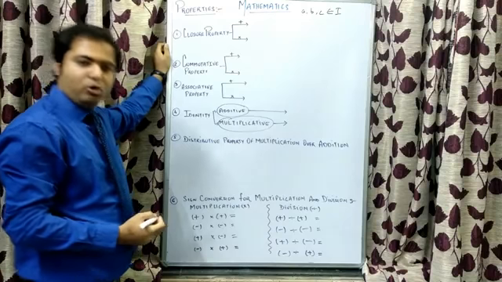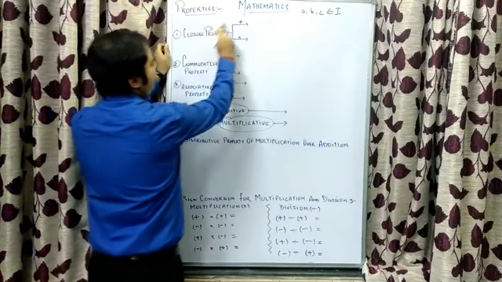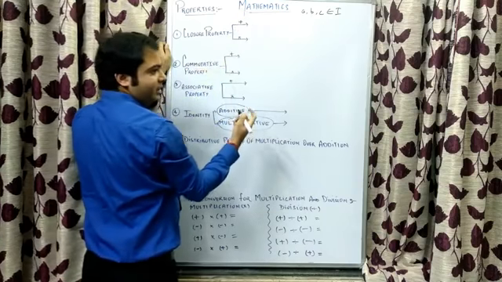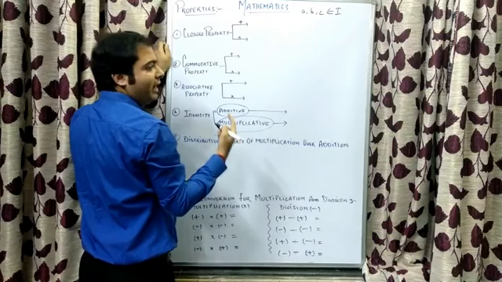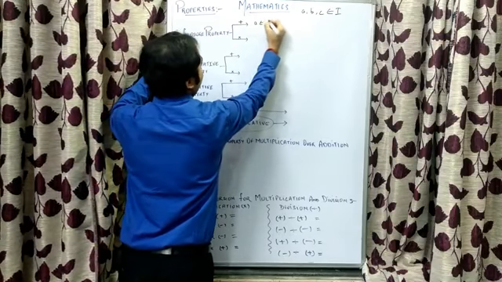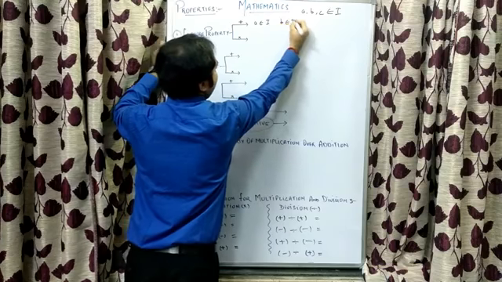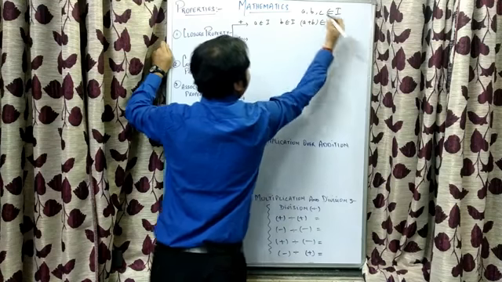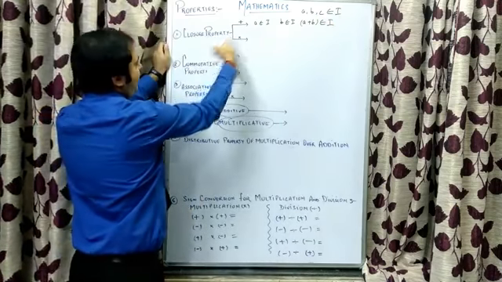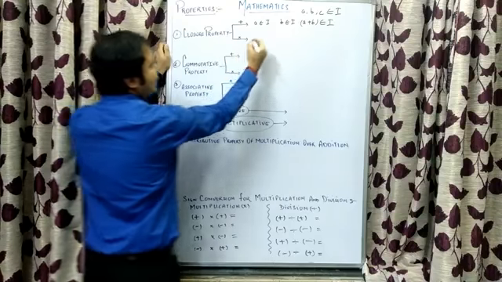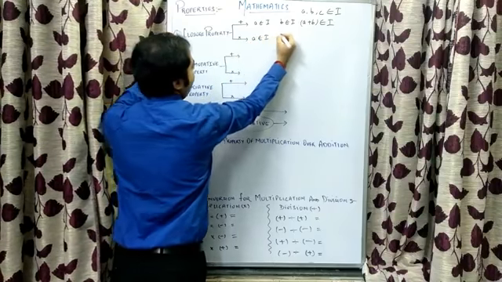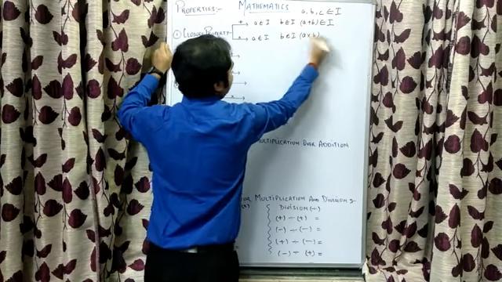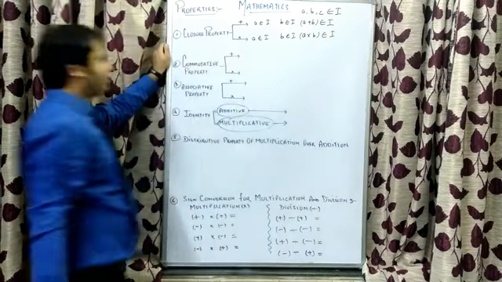First property is closure property. Closure property of addition says that if we are adding two integers, then the sum will also be an integer. That means if a belongs to integer and b belongs to integer, then their sum, that is a plus b, will also belong to integer. Closure property of multiplication states the same thing. If a belongs to integer, b belongs to integer, then the product will also be an integer value.